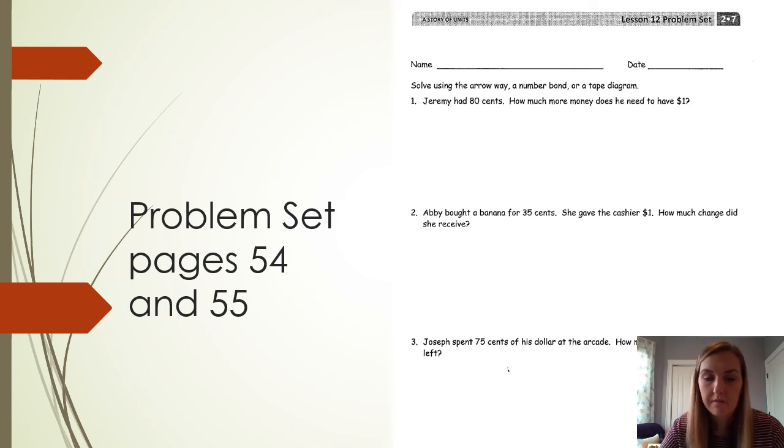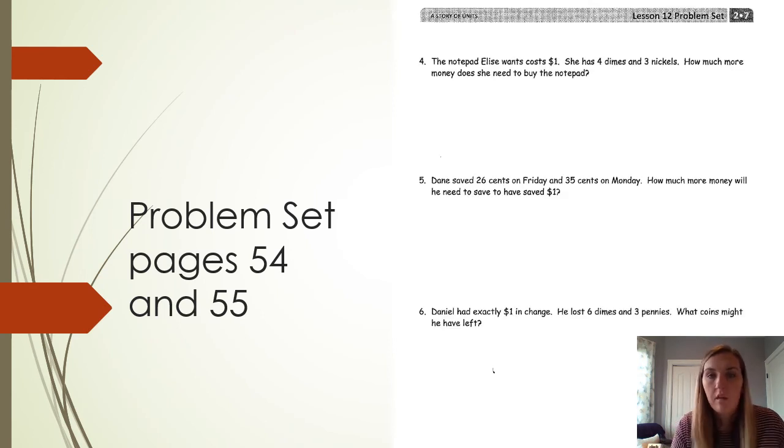Page 55. The notepad Elise wants cost $1. She has 4 dimes and 3 nickels. How much more money does she need to buy the notepad? Problem 5. Dane saved 26 cents on Friday and 35 cents on Monday. How much more money will he need to save to have saved $1?